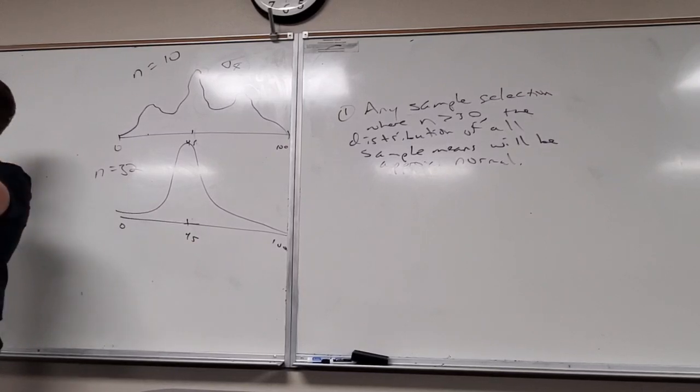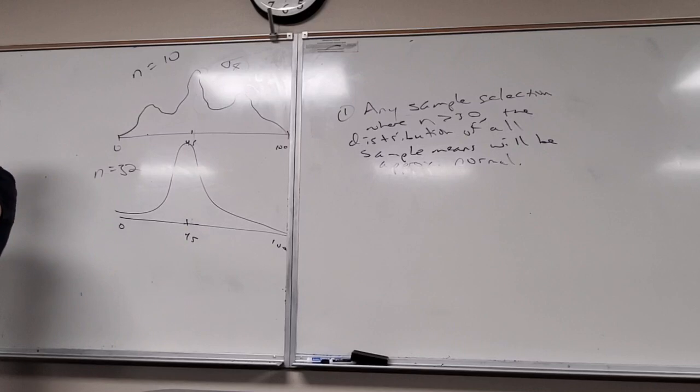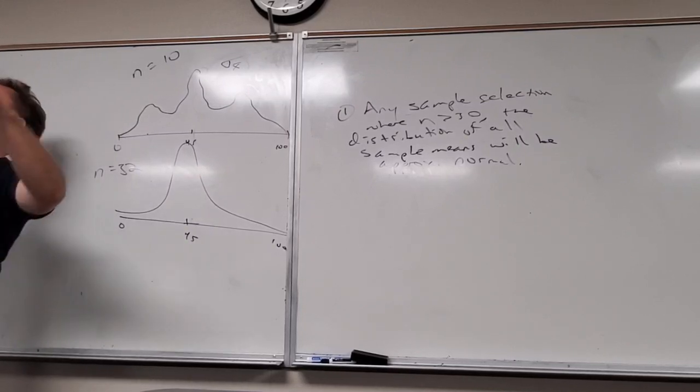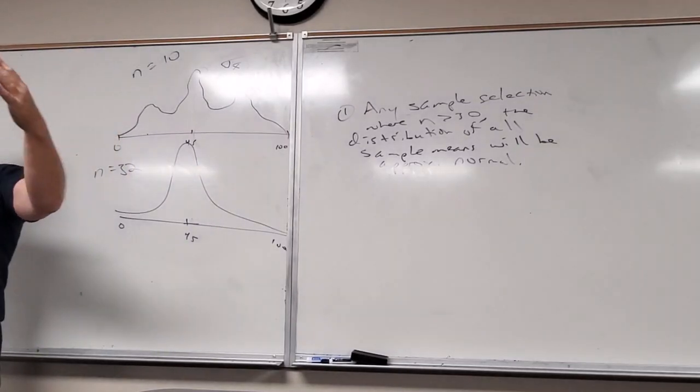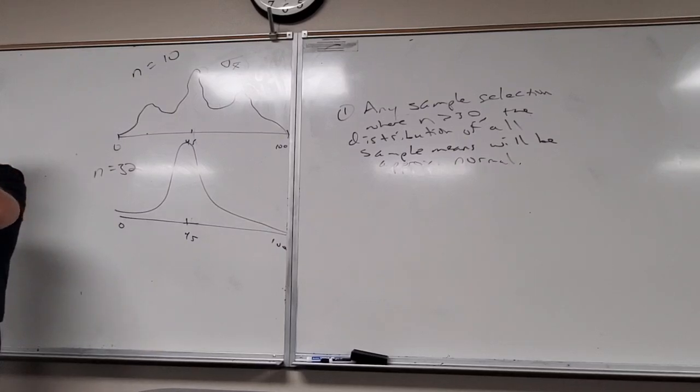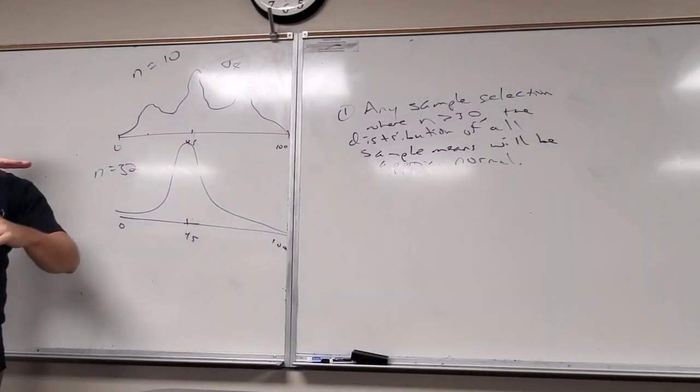Some of them look normal way before 30. If they start off pretty nice, it'll get to normal a lot quicker. If it starts off disgusting, it's going to take longer, but normally right around 30 is where they start to look normal enough.